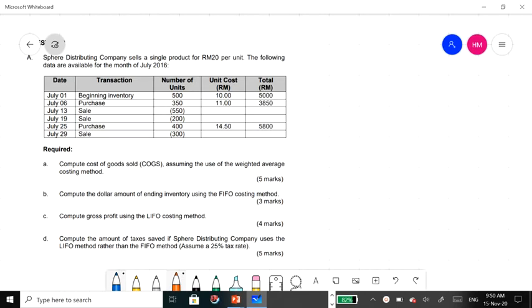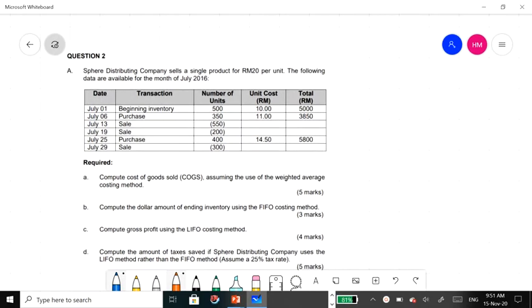So sekarang I nak tunjuk example lah. Biasanya soalan untuk for your test, dia akan usually lah, dia akan suruh you kira FIFO, Lifo or weighted average. So jom kita buat example. I tunjuk you cara nak buat macam mana. So biasanya dia kata ni dalam chapter 4 ni, part B question 4 dan juga objective question lah. So dia kata Sphere's distribution company sells a single product for 20 ringgit per unit. The following data are available for the month of July 2016. Okay, so dia bagilah date semua ni.